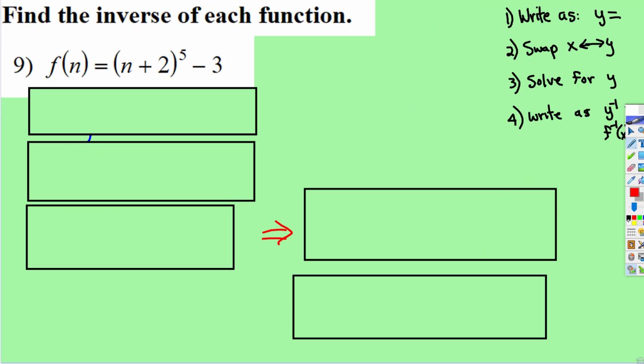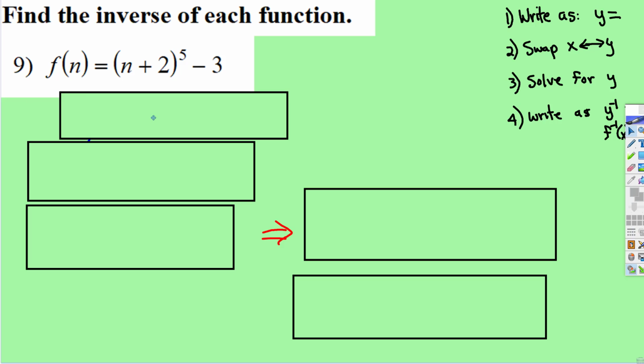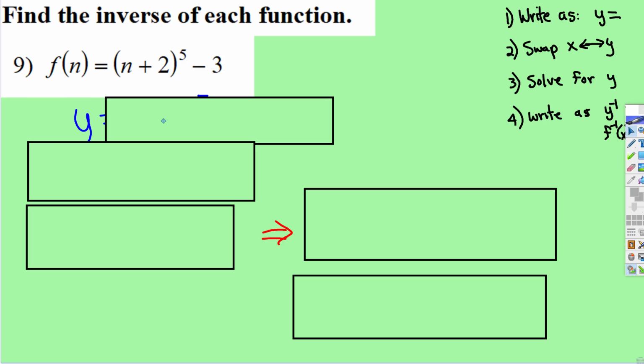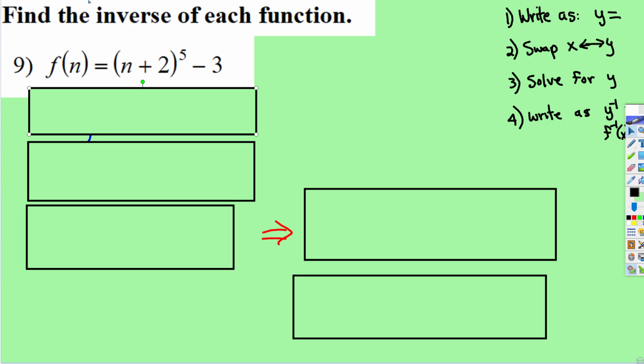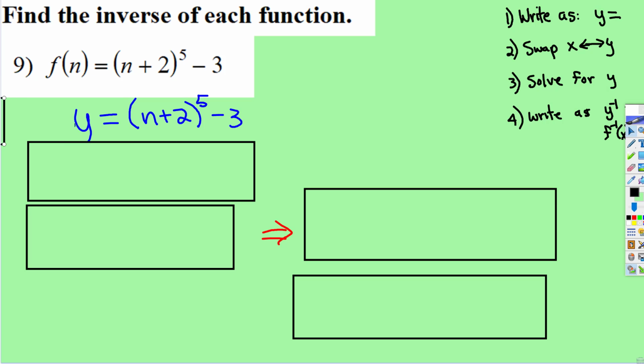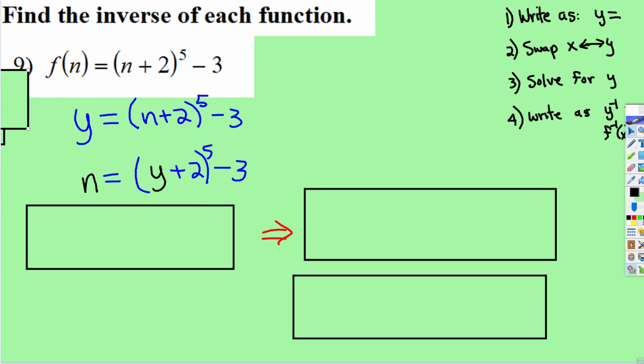Okay, so let's go ahead and get started. Find the inverse of each function. So the first thing we're going to do is rewrite this as y is equal. Right there, f of n, I'm going to put y, and I just rewrote it. Now, we're going to swap the y and the n. So all I did was put n where the y was and y where the n was. And now we're just going to start solving.